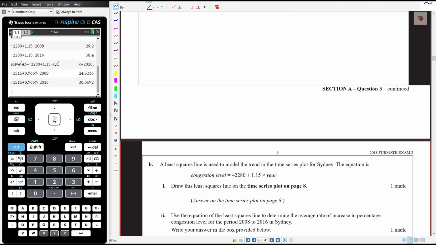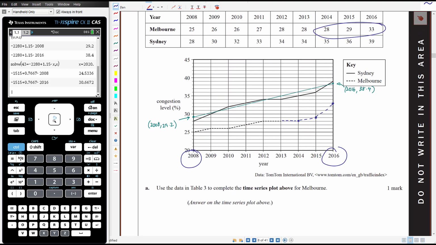Okay, so the Melbourne line would be from 24.5 to 30.6, which is going to be about there. Okay, so it certainly does seem that the Melbourne line, oh sorry, I just put that in the wrong place. I want to draw it in. The Melbourne line is definitely below the Sydney line, but we want to use statistics to confirm that for us.